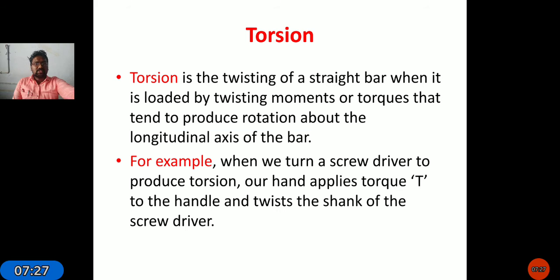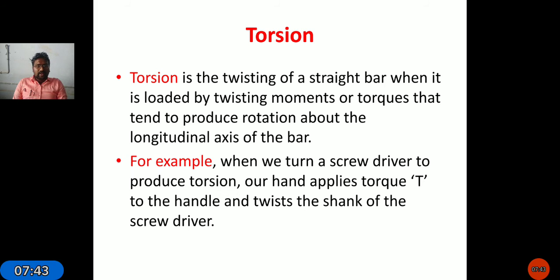Next, coming to torsion. Torsion is the twisting of a straight bar when it is loaded by twisting moments or torques that tend to produce rotation about the longitudinal axis of the bar.